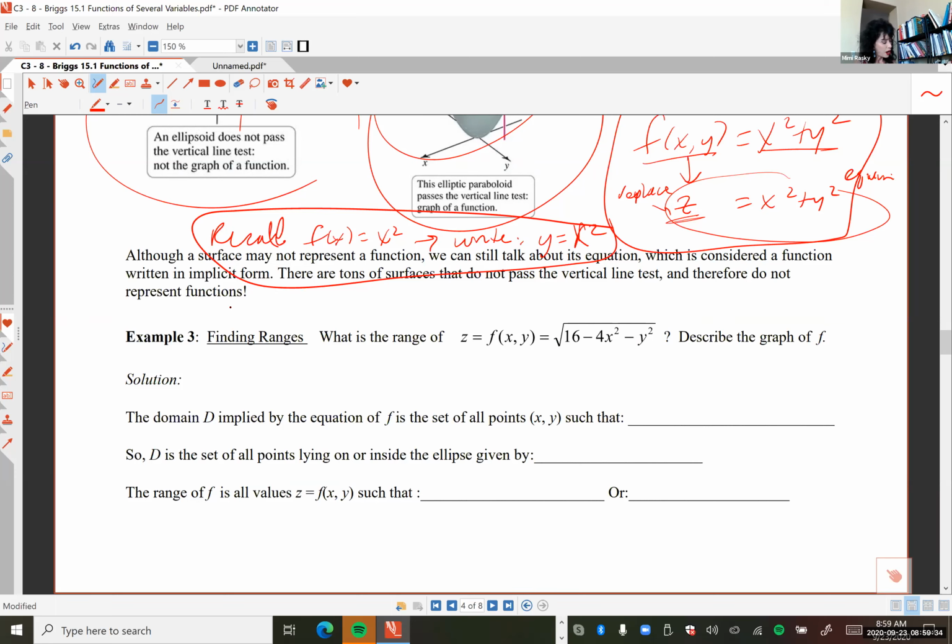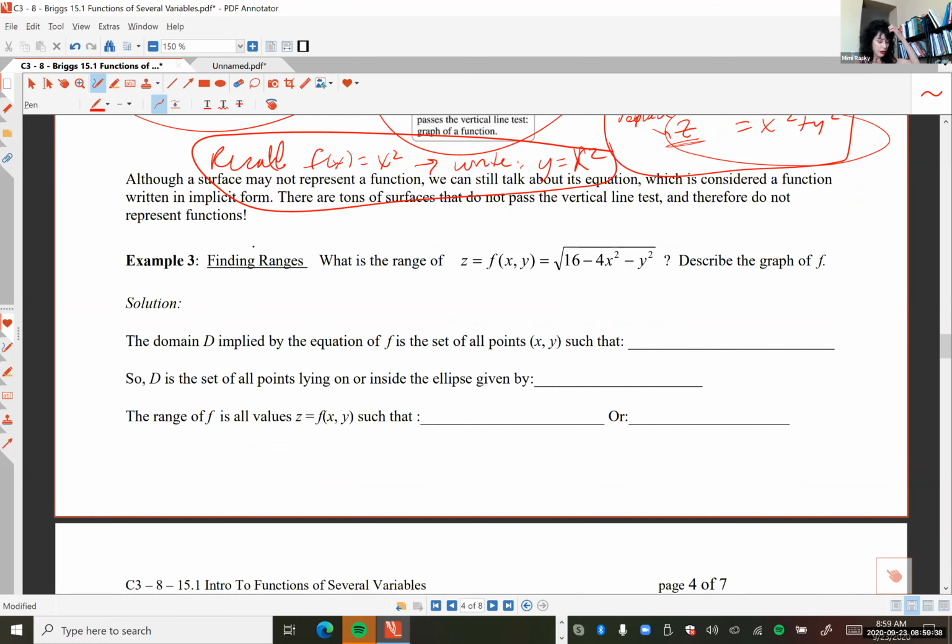Okay, so I'm done talking about graphs. Let's do a little bit more when we talk about range. When you found a range in an algebra class or a pre-calc class, you were finding the y values that get hit. But now you're going to be interested in finding the z coordinates that get hit.